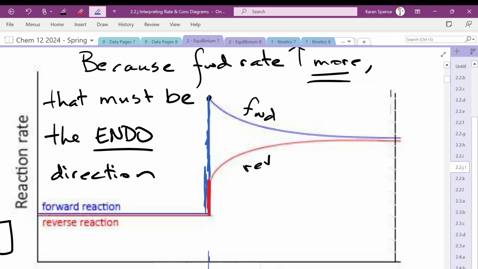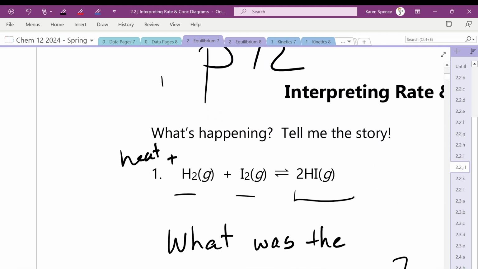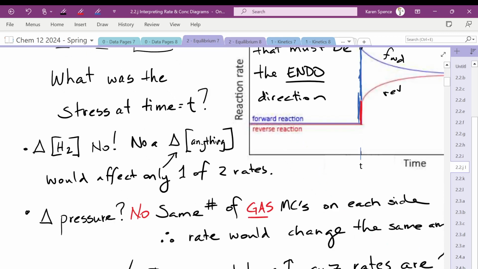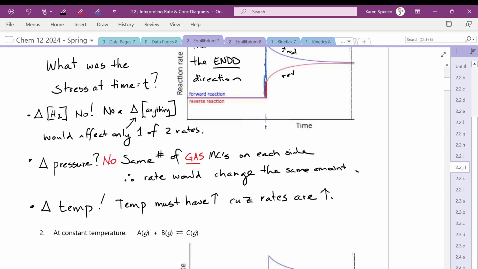Now, a change in temperature affects endothermic rates more than exothermic rates. So that's what tells us that the forward direction is endothermic. And if the forward is endothermic, the forward direction must be absorbing heat, which means heat is entering. Cool. All right. Let's try the next one.